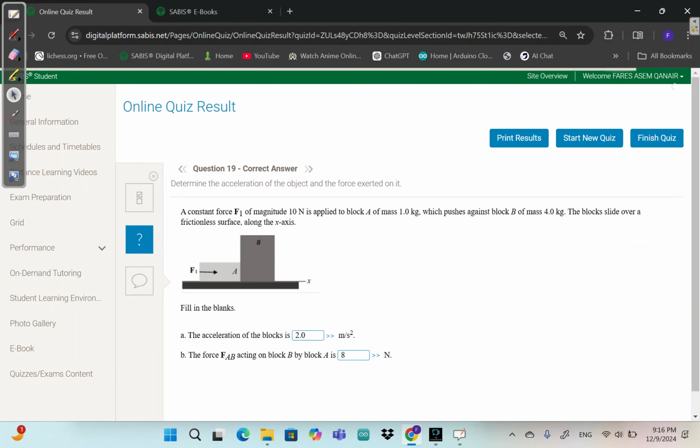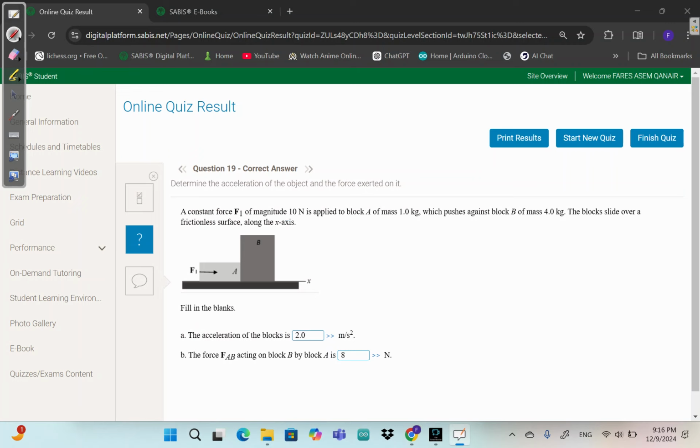Now question 19. The acceleration of the blocks. Now, F is equal to ma. A constant force F1 of magnitude 10 newtons is applied to a block A of mass 1 kilogram, which pushes against block B of mass 4 kilograms. The blocks slide over a frictionless surface along the x-axis. So we need to find the acceleration, and we already know the force and the mass.